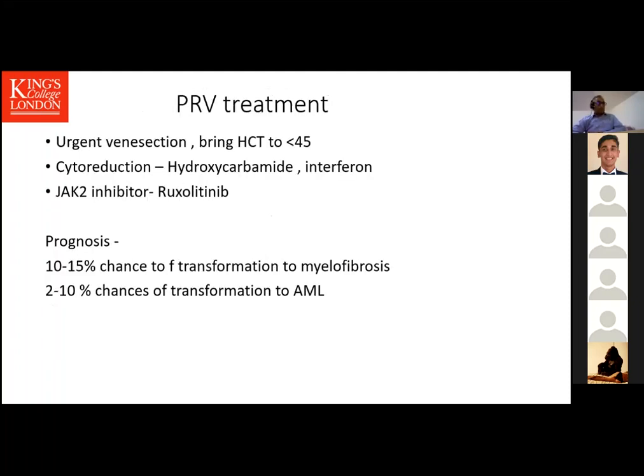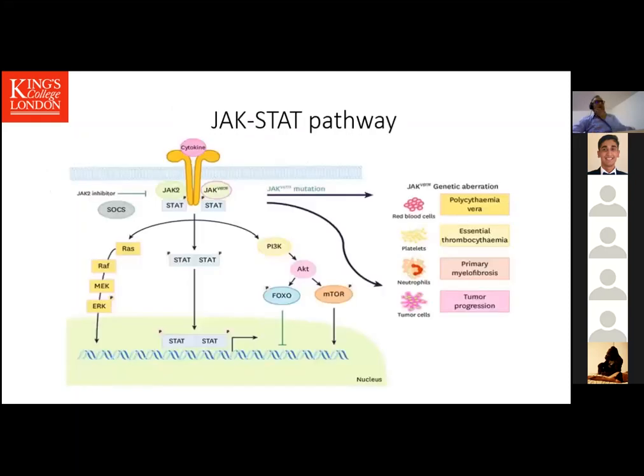So what you do for the treatment is urgent venesection. We take the blood out like a blood donation. We bring the hematocrit to less than 45. You do cytoreduction like hydroxycarbamide and interferon, and you give JAK2 inhibitors like ruxolitinib. Prognosis: 10 to 15% chance of transformation to myelofibrosis, and a 2 to 10% chance of progression to acute myeloid leukemia for PRV.